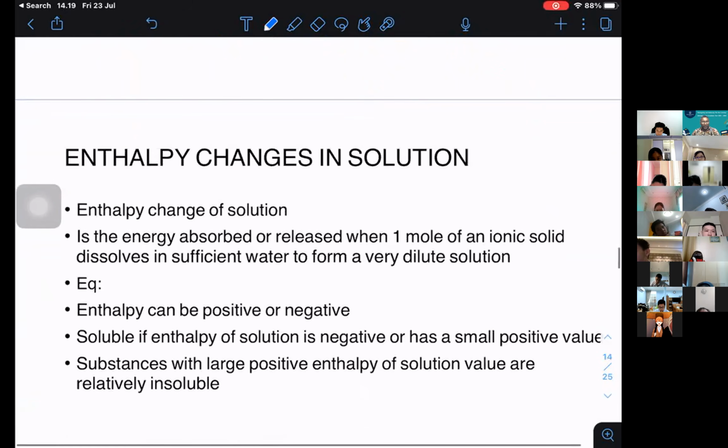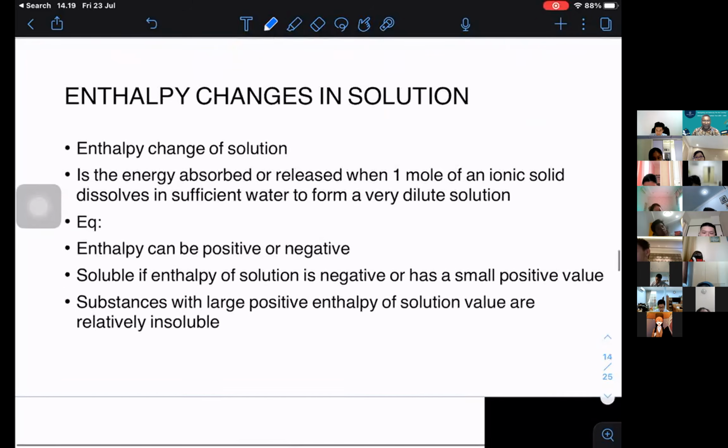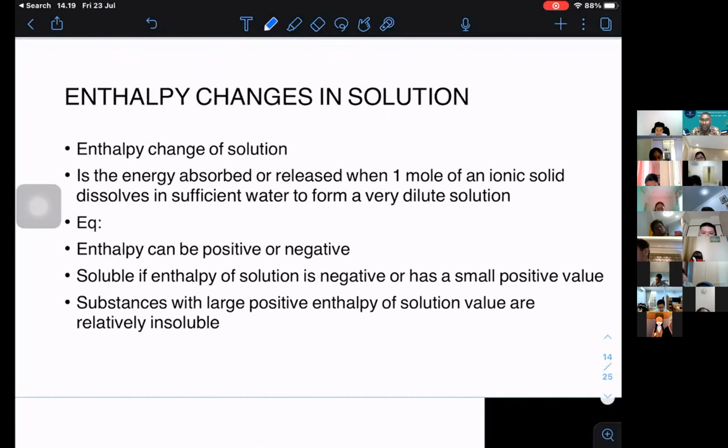So we have 10 minutes to introduce new things. So this is new things. Earlier we did revision, the first period we did revision. Then I taught you about factors affecting lattice energy. And now we are entering the part on new things.